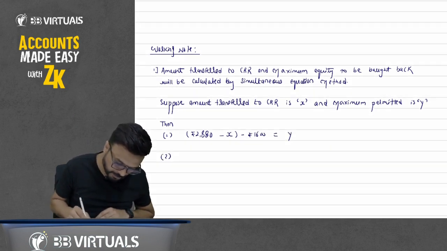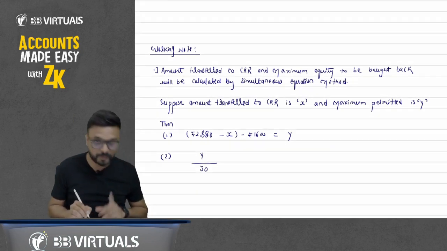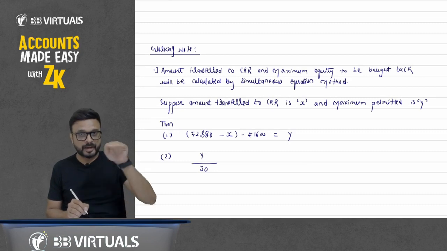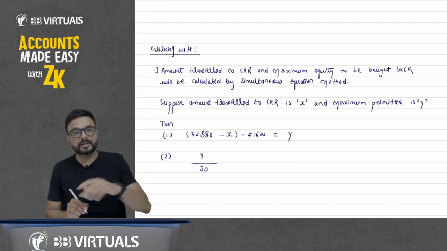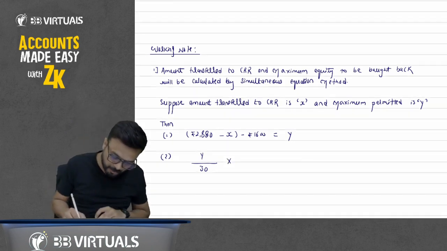Second equation: Y is the maximum permitted amount. If you divide it by rupees 30 that you are paying for one share, the number of shares will come, and when you multiply by rupees 10, that is the face value.